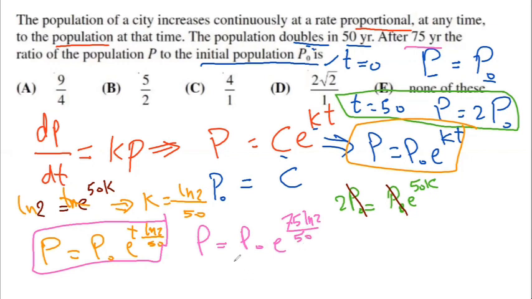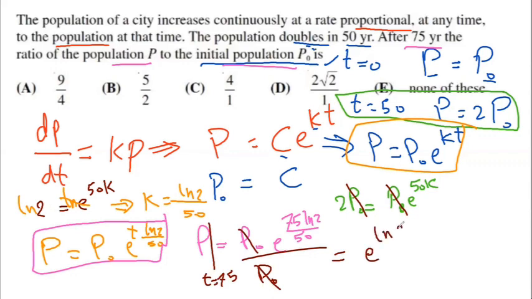What we need is the ratio between this population after 75 years and the initial population. So we need to divide this. We need the ratio between this population at t equals 75 and the initial. So we divide by p naught, which cancels. And now we're left with e power ln 2. We can write it this way, power 75 over 50.